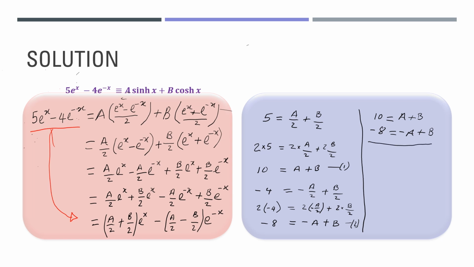10 minus 8 is going to be 2, which will be equal to a minus a is 0, and then we have b plus b equals 2b, thereby we have b equals 2 divided by 2, which is equal to 1. So our b is 1.